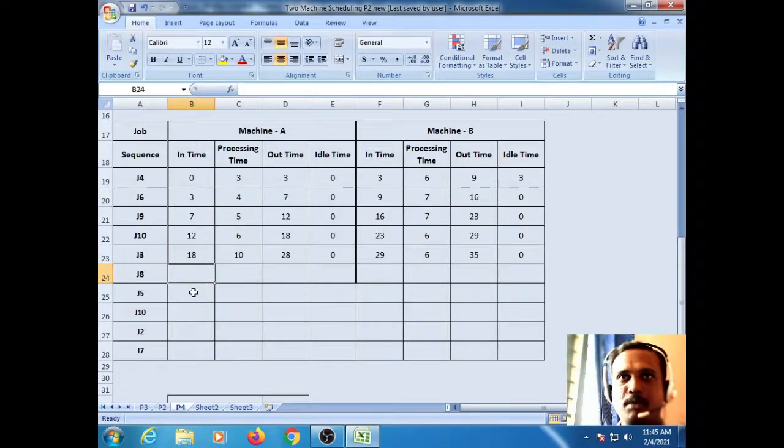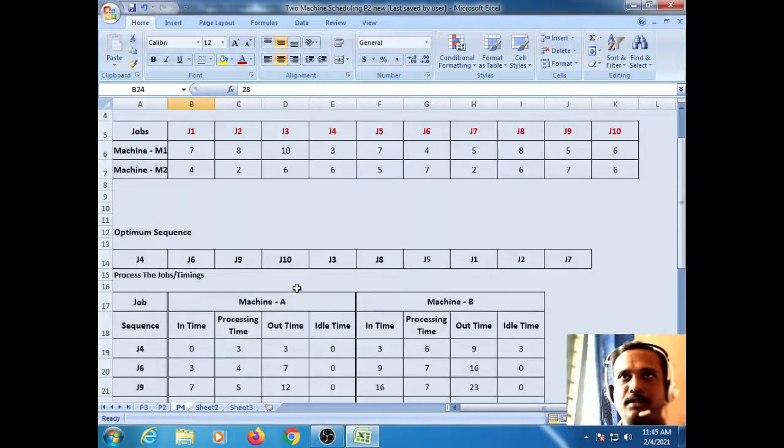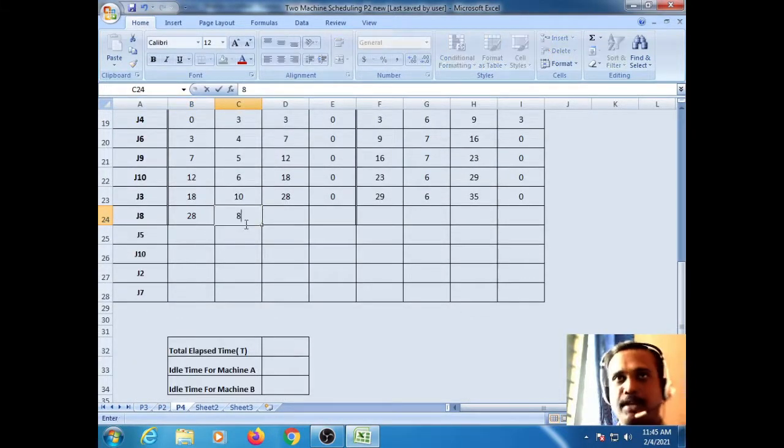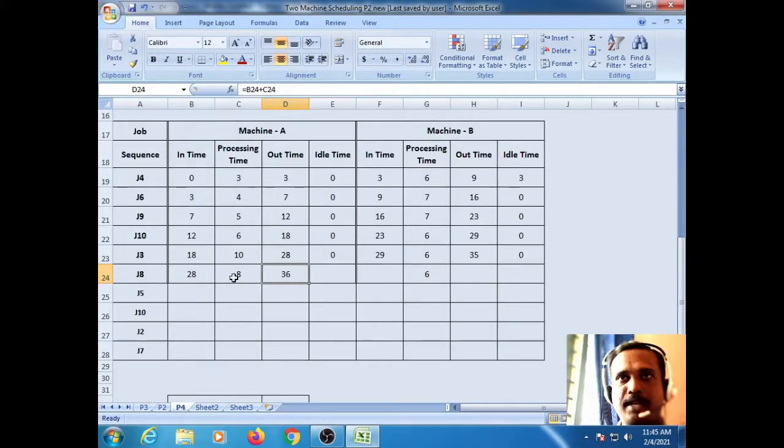Okay, the next job 8. So here we have to take the 28 as in time. Okay, this out time will become in time. So job 8, job 8 processing times are 8 and 6. So here we have to take 8 and here we have to take 6, right? Okay, so 28 plus 8, 36. Okay, for idle time how will we calculate? So the previous job out time, the present job in time. So 28, 28, no gap, so that's why here we have to take 0.